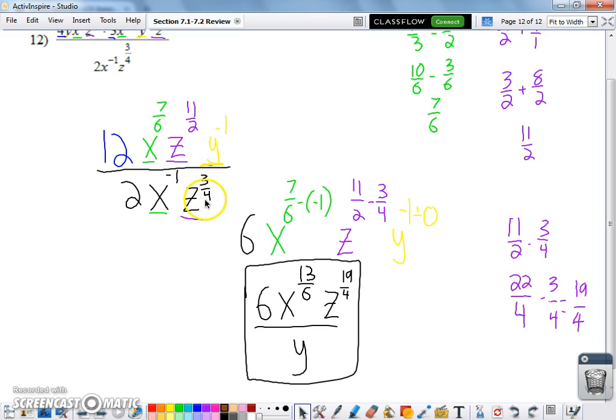11/2 minus 3/4. I do the work over here for you. Common denominator, 22 over 4. Minus 3 over 4, 19 over 4. And now, why do the work here? Why do the negative first? When it's negative, you can do the quotient property or just flip the fraction to the denominator.